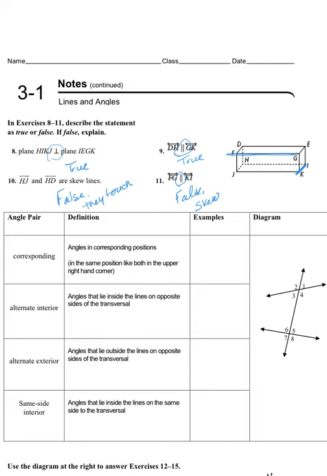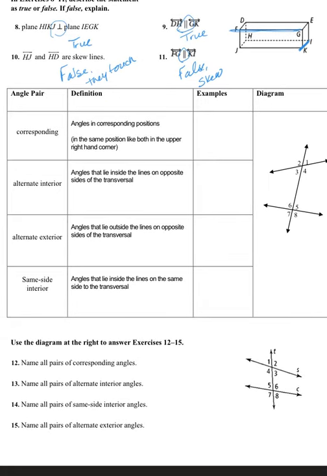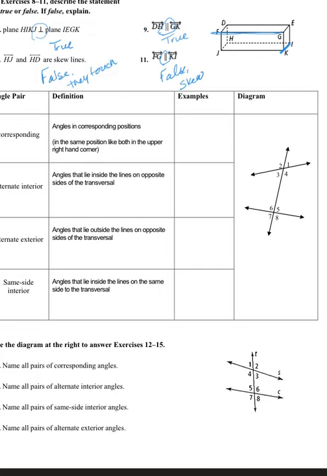All right, the next section talks about the types of angles that we can see in these pictures. So the first one is corresponding, and when we're talking about corresponding angles, we're talking about angles in the same position. So if I think about this as two stop signs, this would be my first stop sign, and this is my second stop sign. Corresponding angles are in the same position.